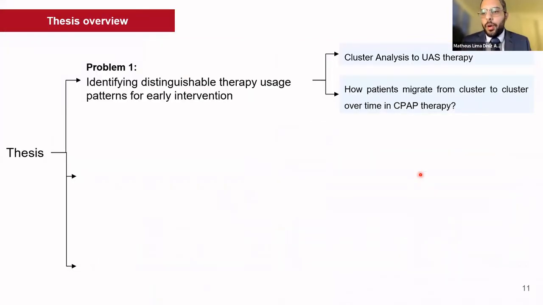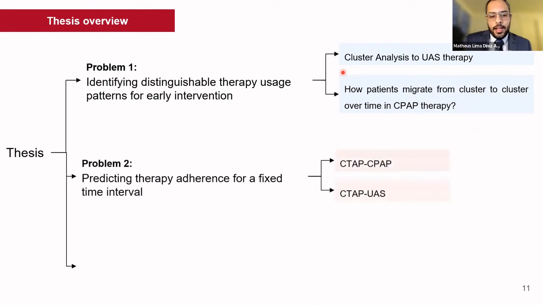So what are the problems exactly that I'm going to talk about in this presentation? I'm going to talk about 3 problems. The first one is identifying distinguishable therapy usage patterns for early intervention. And for that, we are going to do cluster analysis of the UAS therapy. And also, we are going to answer one question: how do patients migrate from cluster to cluster, from different patterns of therapy use to other patterns of therapy use in the CPAP therapy?